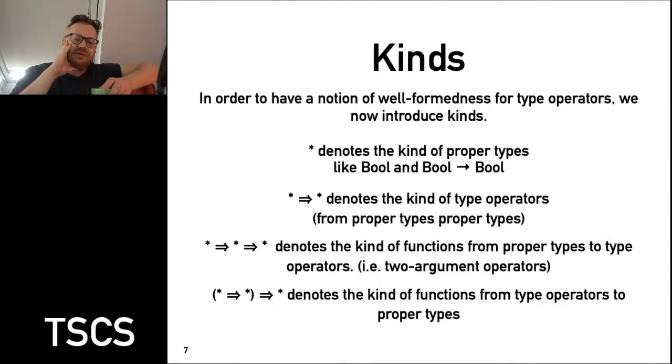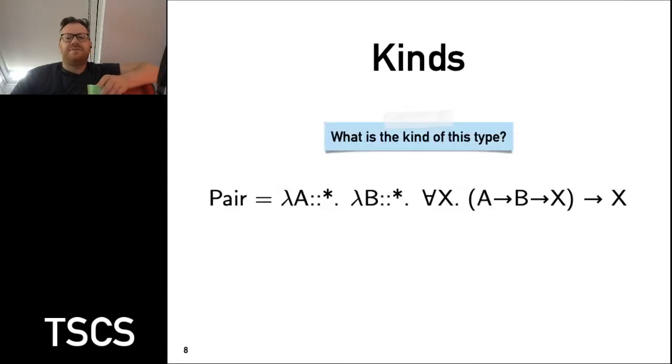Or we have the other kind, which is the parenthesized version of star, and then arrow star outside of the parenthesis, which takes type operators to proper types. So when you have seen that, what is the kind of this type? Okay, that takes a little bit too long.